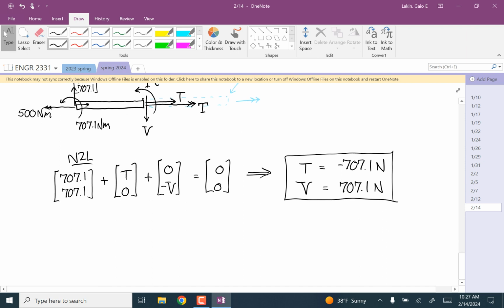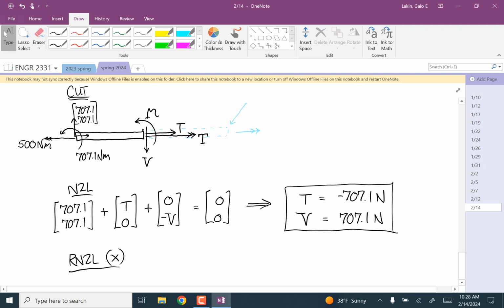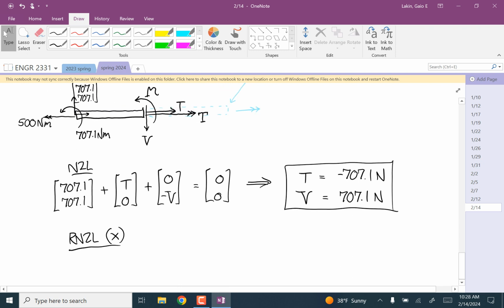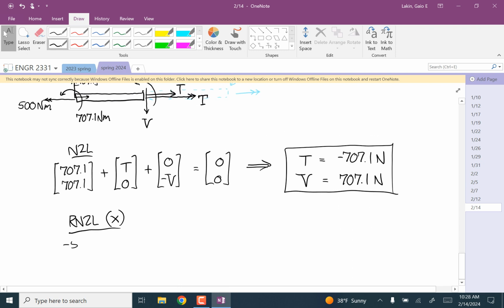And now we'll go to the moment equation about the x-axis. These moments are really easy because all you have is couples. You're never worrying about moment arms or anything like that. We have negative 500 plus fancy T is equal to 0. So fancy T is equal to 500 Newton meters.